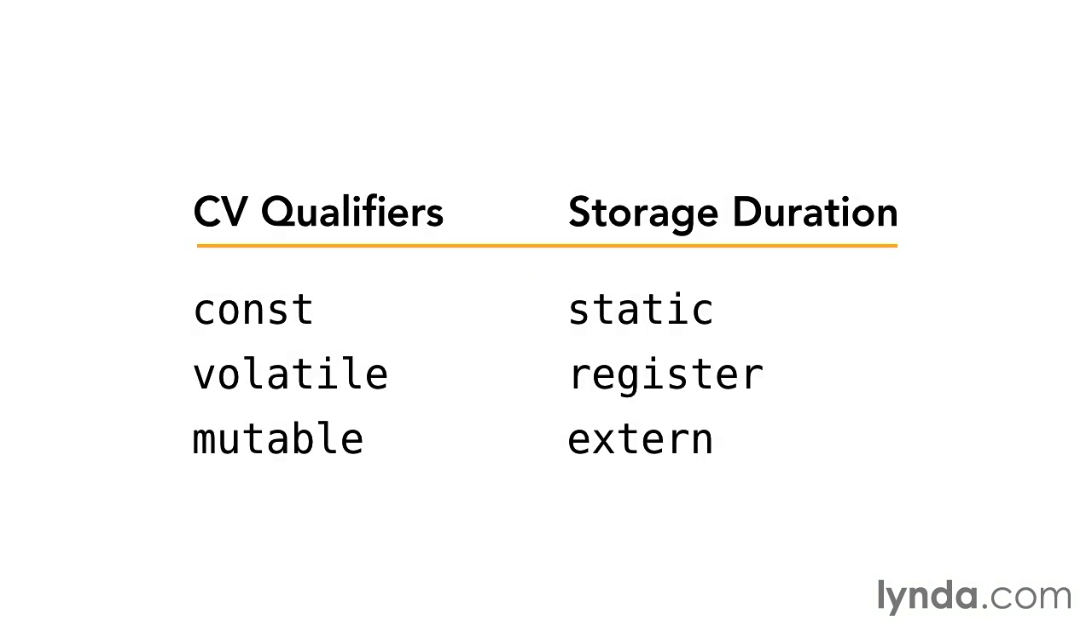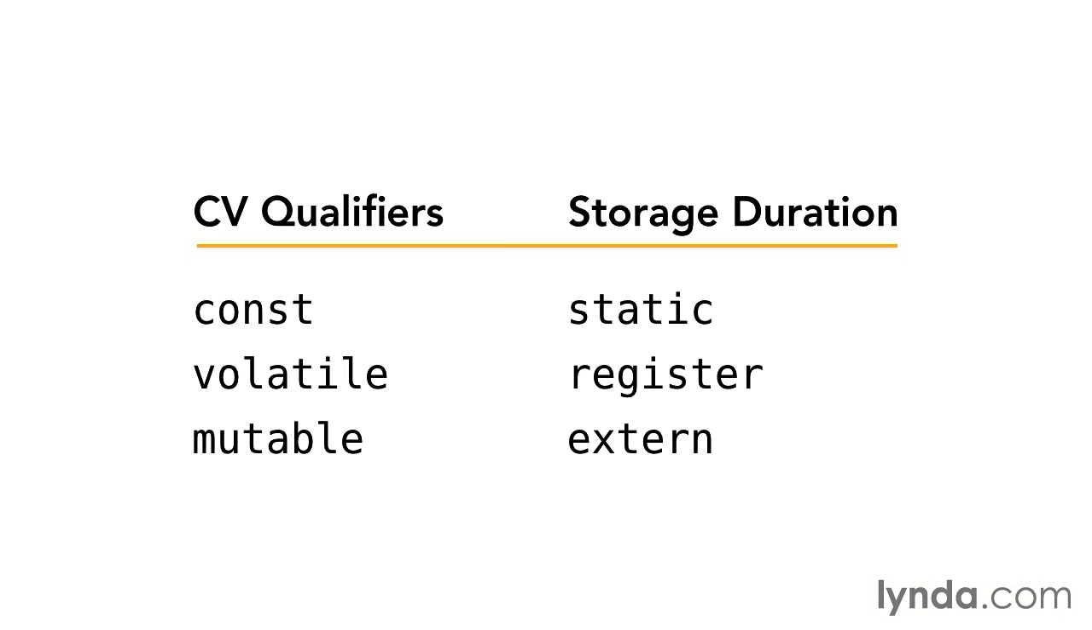CV stands for constant and volatile. So const marks the variable as read-only or immutable. Its value cannot be changed once it's been defined. And volatile marks a variable that may be changed by another process. This is generally used for threaded code or externally linked code. Mutable is used on a data member to make it writable from a const qualified member function.